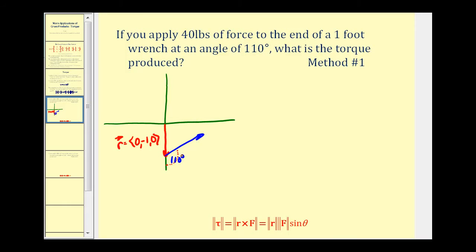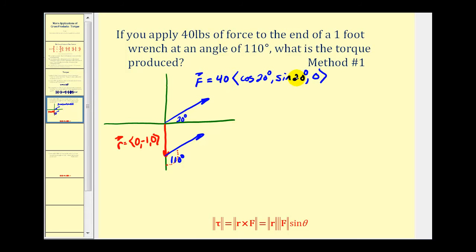This is 110 degrees. But if we want to cross the two vectors, we do have to have them in component form. So we're going to move this vector so the initial point is at the origin. It looks something like this. If this is 110 degrees, so is this. Since this is 90, this would be 20. That's helpful because it means vector F would be equal to 40, since that's its magnitude, times the unit vector in the same direction, which would be cosine 20 degrees, sine 20 degrees, and again we're going to let the z component equal 0.